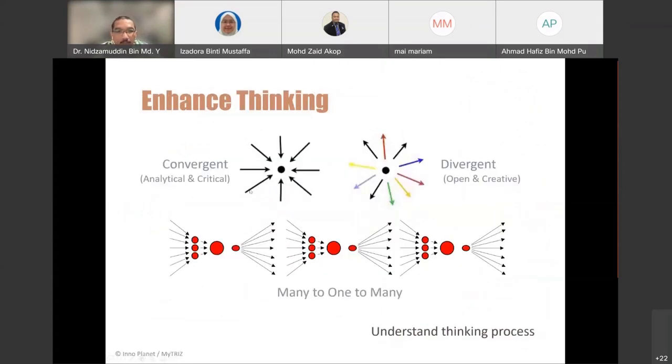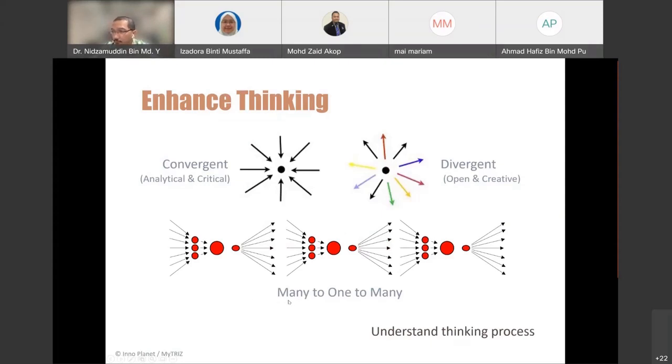Okay, so in traditional thinking we have a lot of ideas and we converge the ideas into technical and critical, and in the end you have something that is divergent. Okay, it's open, it's not focused. So it's many to one to many in TRIZ.